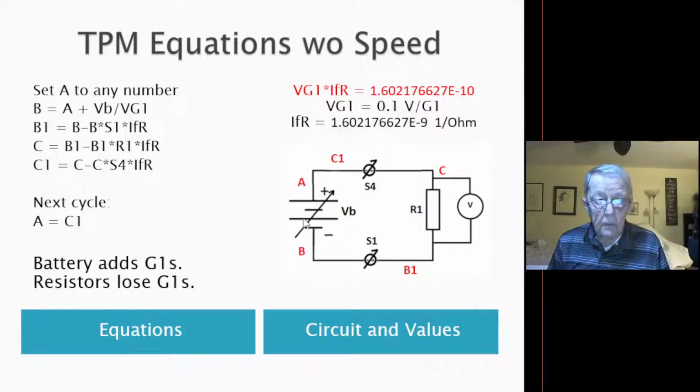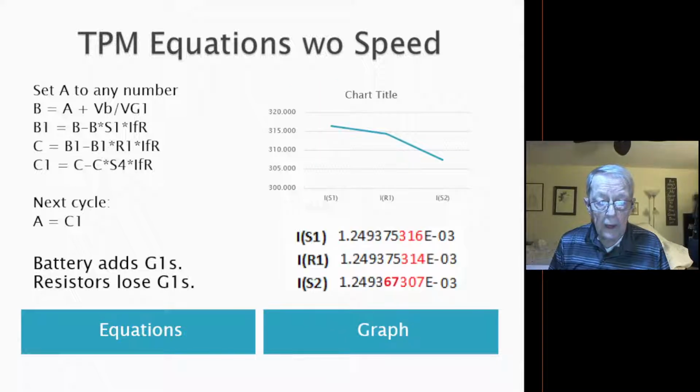And what happens here is that every time you go through the battery, you add a certain number of G1s. Every time you go through the S1, you lose some, and you lose some again, and you lose some again. And what that suggests is that your current is going to be higher here than lower, because there's fewer G1s flowing through it. And as a result, you get this type of curve.